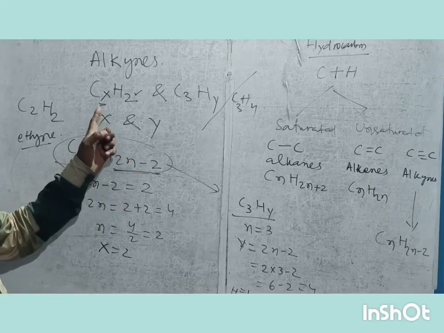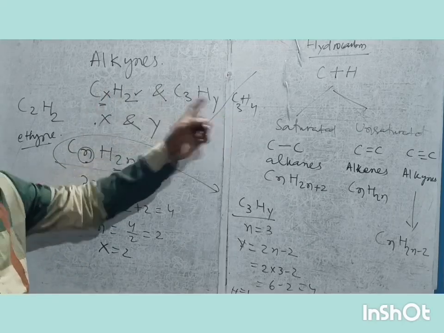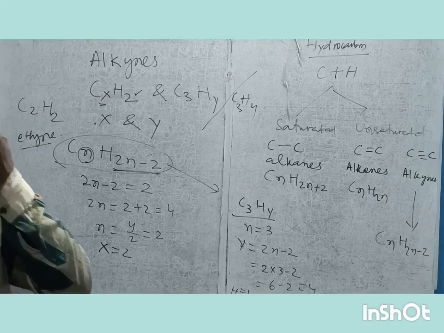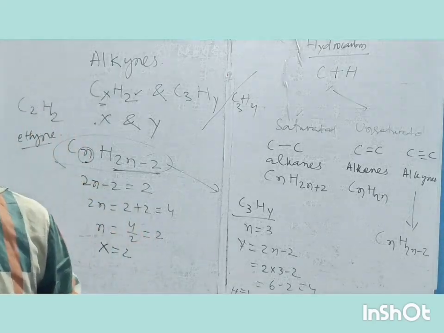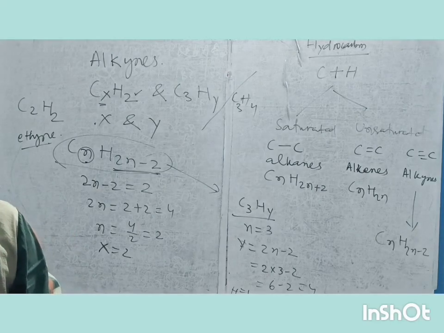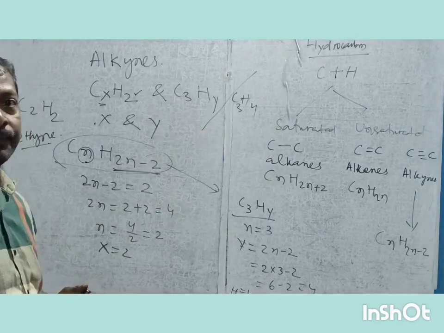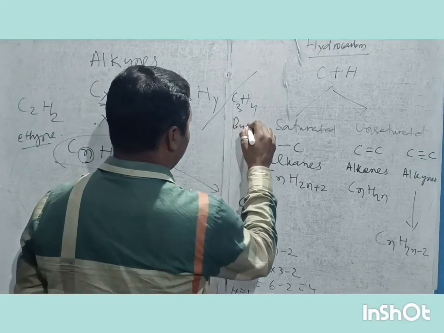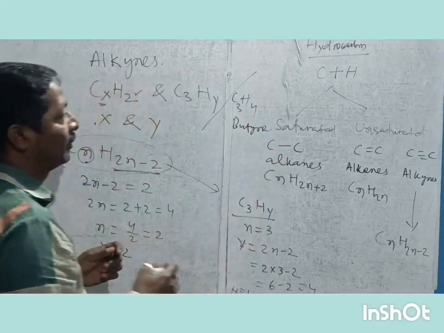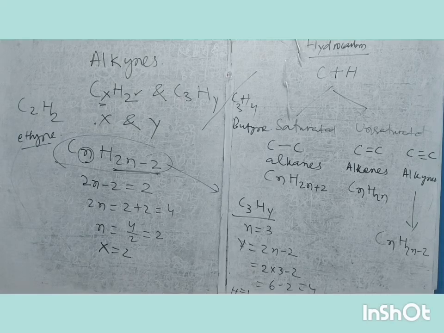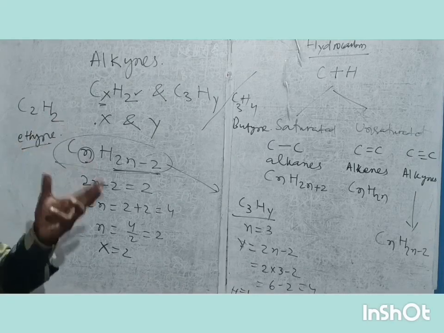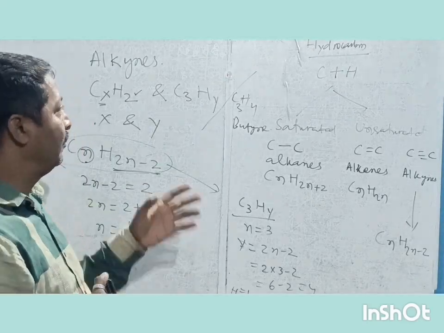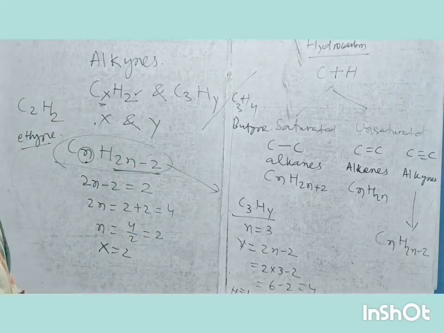This is C2H2, the first compound. This is the third compound. First compound is ethyne, second compound is propyne, third compound is butyne. So this is called butyne. This is ethyne, the first compound. Second compound is propyne. Third compound is butyne. So you have to name the compounds also.